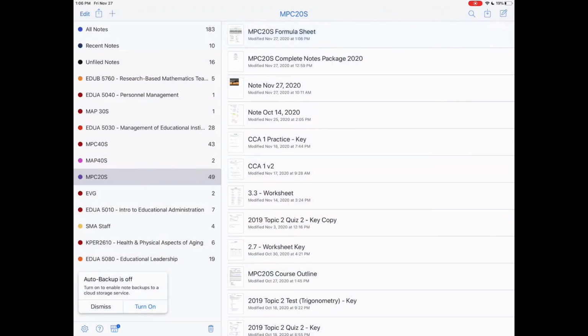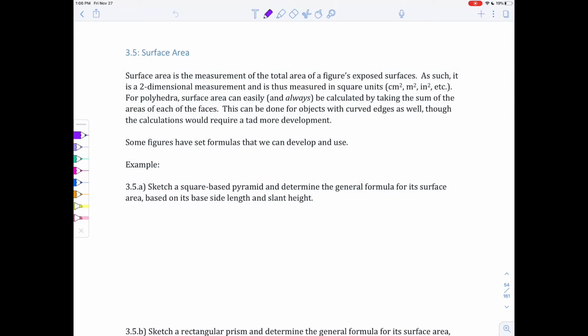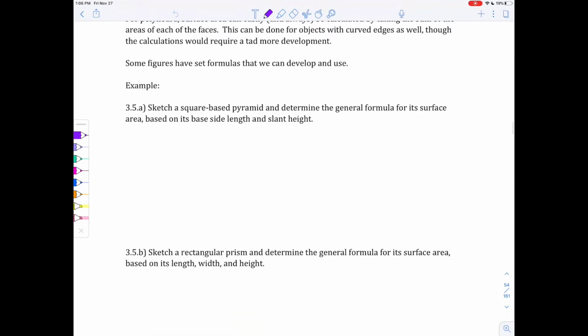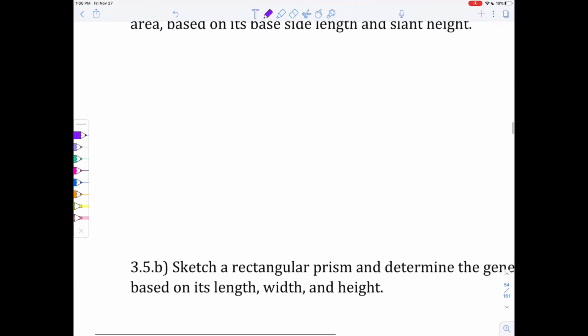So here we go. We're going to sketch a square-based pyramid. We're going to get a formula for the surface area of a square-based pyramid in particular, based on its base side length and slant height. So drawing-wise, if this thing has a square base, we'll draw it all kind of perspective-y. And there it is.